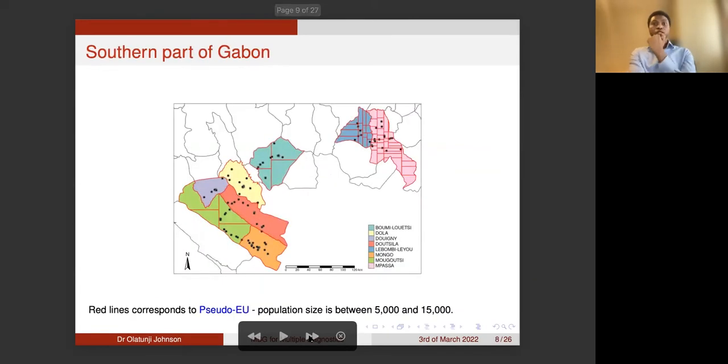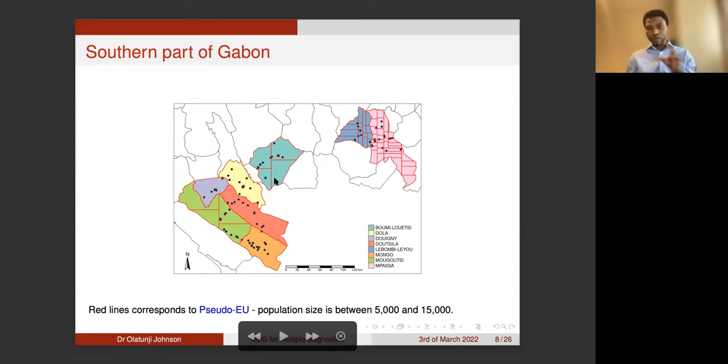So let me talk about the Gabon region where this data is collected. So this is the southern part of Gabon. And then we have 8 departments. You can think about departments as districts, basically. So those are the colored ones. They call them departments. And then the red lines that I have here, I call them pseudo-enumeration units.